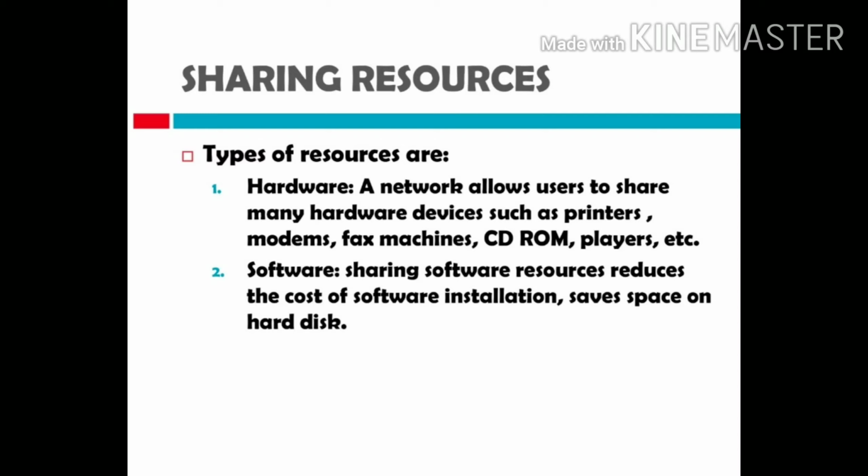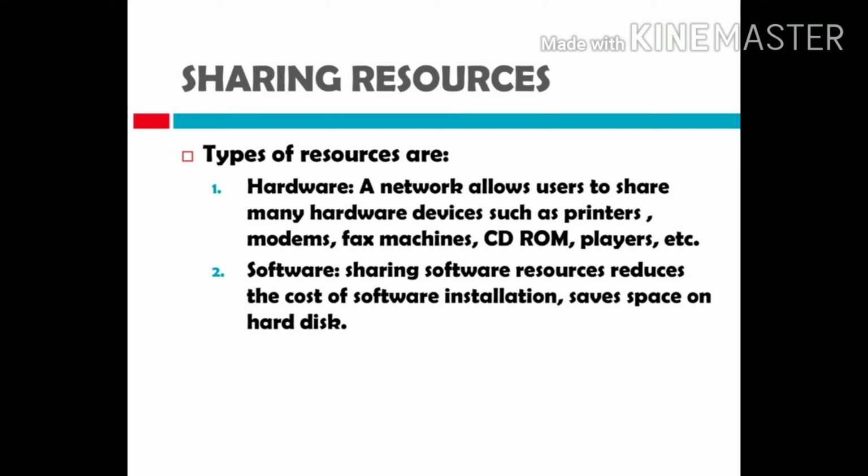As in the previous slide, we have talked about two categories, that is sharing and connectivity. First of all, we are going to see what resources are required for sharing. For sharing, what are the resources required? The types of resources are hardware and software. We need two things for sharing, that is hardware and software.